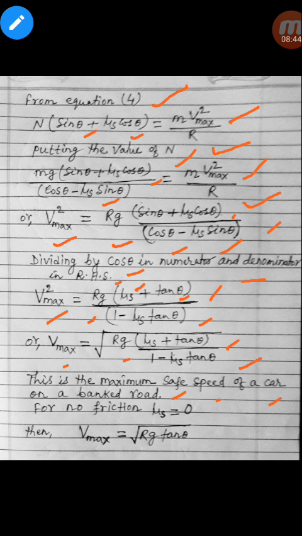This is a very important relation, we must remember it. If there is no friction, mu s is equal to 0. Putting mu s equal to 0, we get v max equal to the square root of rg tan theta.